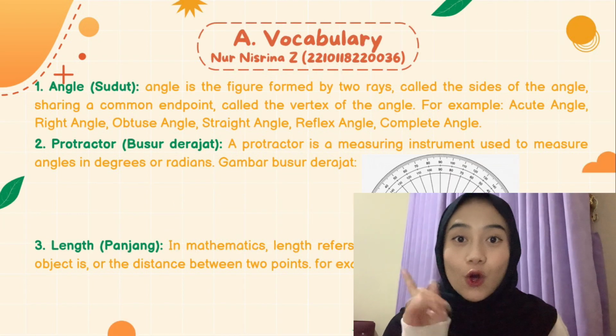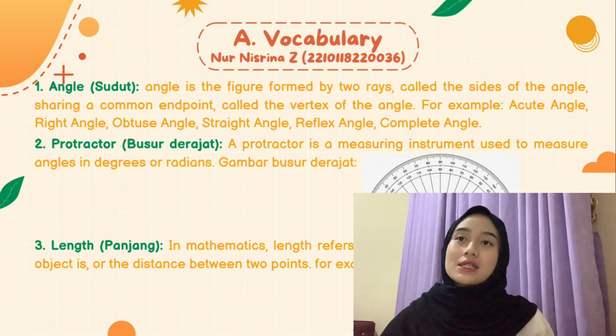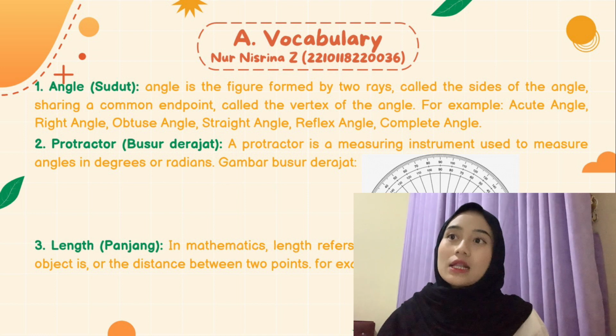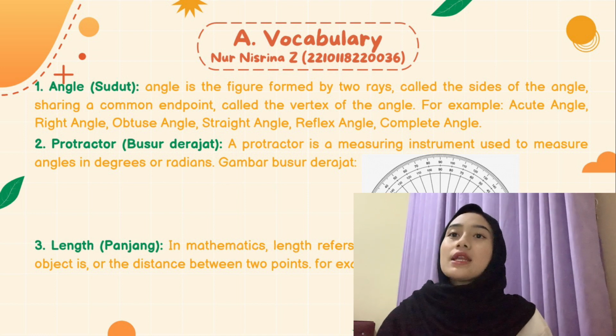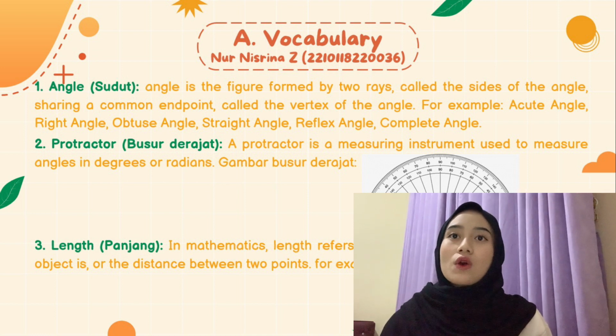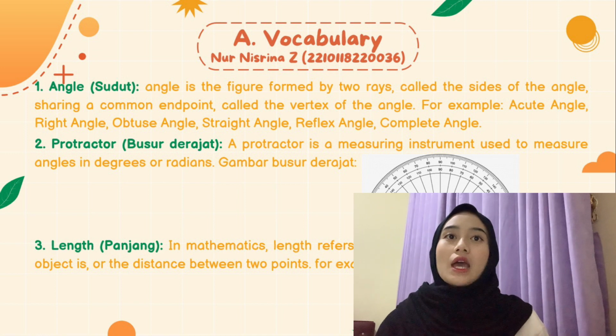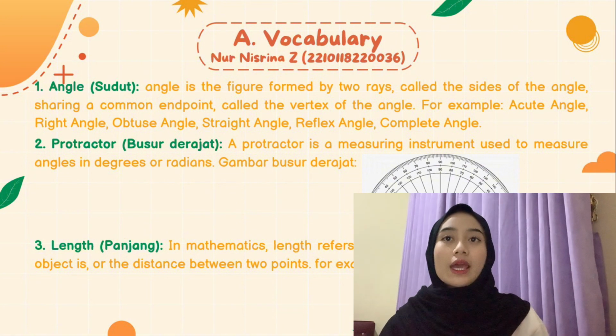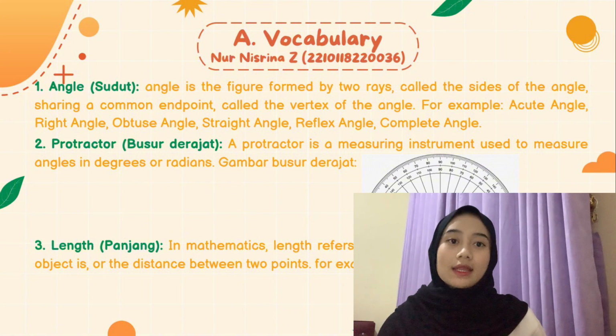First is angle, or in bahasa sudut. Angle is the figure formed by two rays called the sides of the angle, sharing a common endpoint called the vertex of the angle. For example, acute angle, right angle, obtuse angle, straight angle, reflex angle, and complete angle.